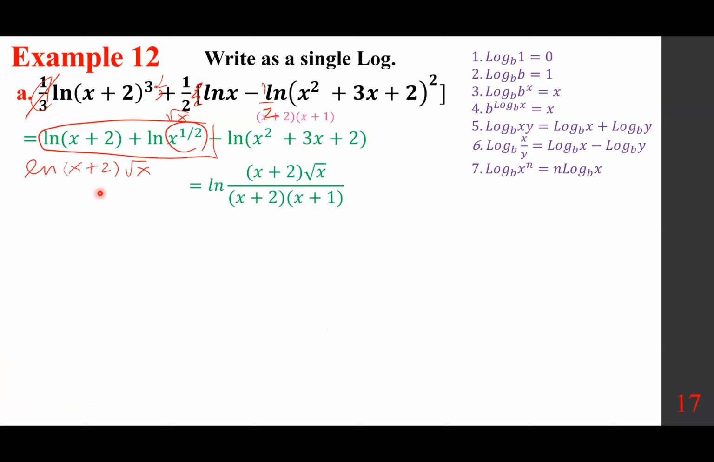What am I looking at? I'm looking at number 6, everybody. Log of x over y is log of x minus log of y as long as they have the same base. So ln of x plus 2 square root of x minus this puts the ln in the ratio format. And the reason I put this in a factored format is so I can get rid of the x plus 2. And now it's a single log as the final answer.